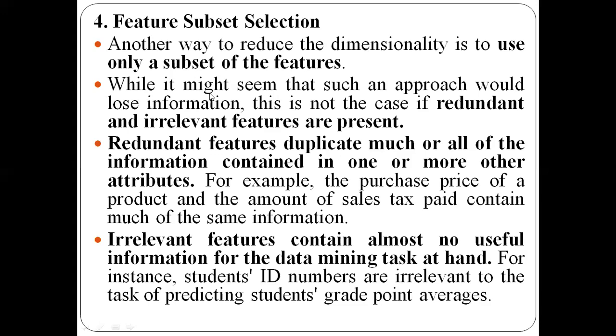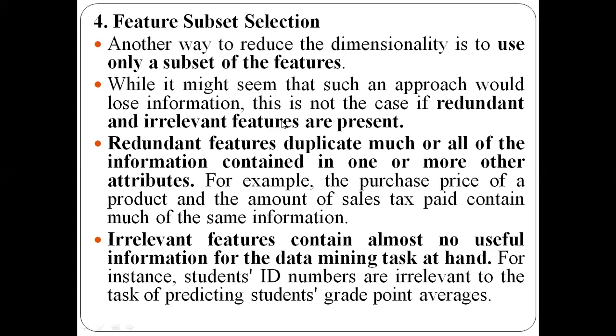But the advantage is, if you have any redundant or irrelevant attributes, this pre-processing technique is very, very effective. If your data set has redundant or irrelevant attributes and you want to reduce the dimensionality, then this is one of the best techniques to do so. So what are the redundant and irrelevant attributes that will be present in the data set?